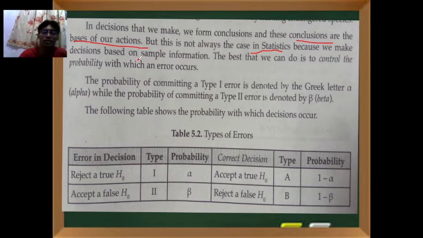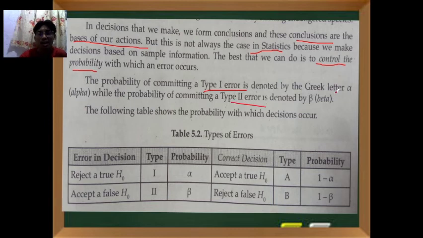The best that we can do is to control the probability. Paano natin siya makokontrol? Is the base of your respondents or samples that you have gathered. Which errors occur. The probability of committing a type 1 error is denoted by the Greek letter alpha, while the probability of committing a type 2 error is denoted by beta.